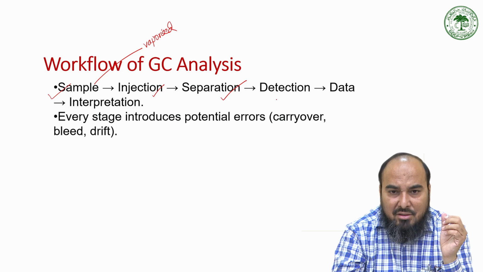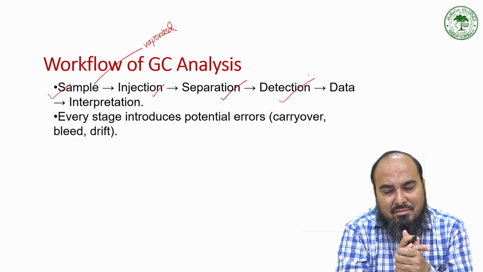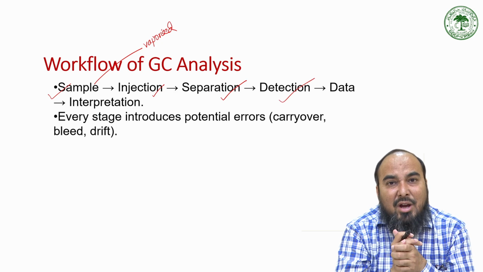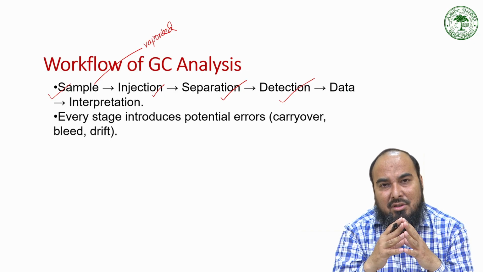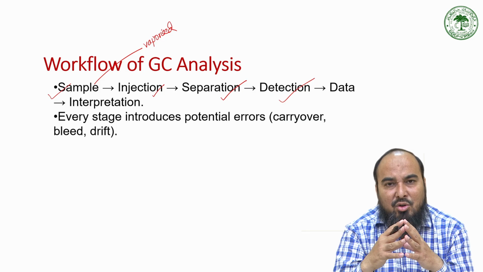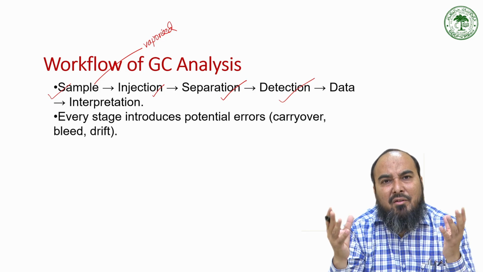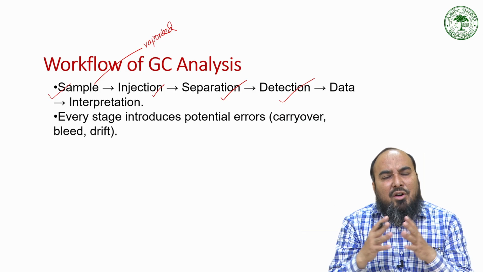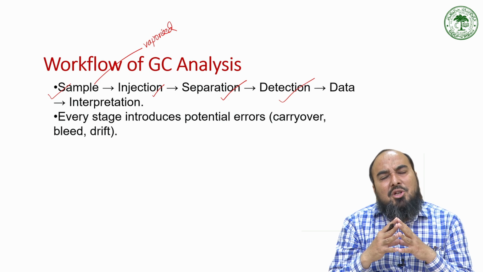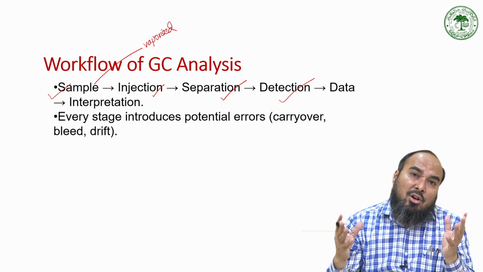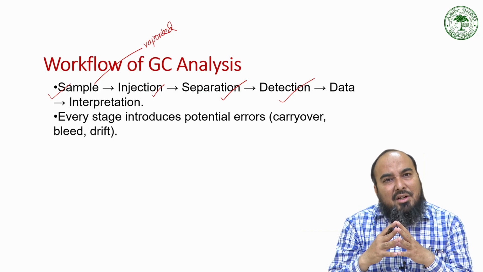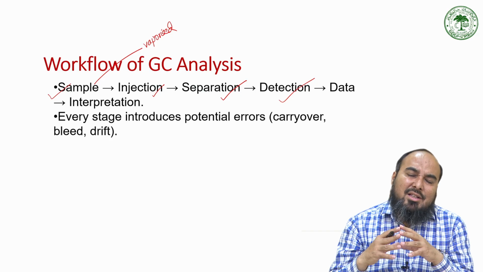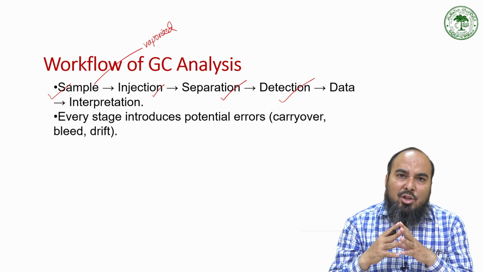Then comes the detection, the detector, which is called the eyes of the GC. So you have to very cautiously select which type of detector you are using, depending on which type of sample you have. For example, if you have a carbon based sample, then you can go for FID, that is, the flame ionization detector. But on the other hand, if you have some inorganic compound, then you cannot use FID, then you have to select TCD. Similarly, if you have some nitrogen, then you go for NPD.